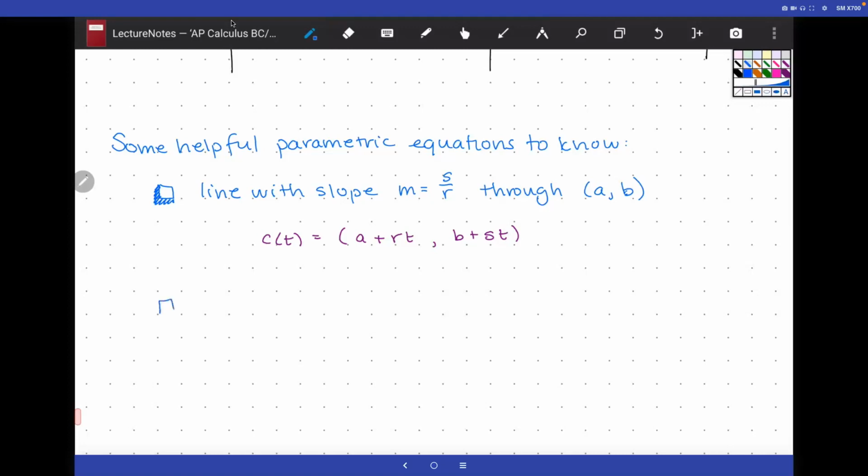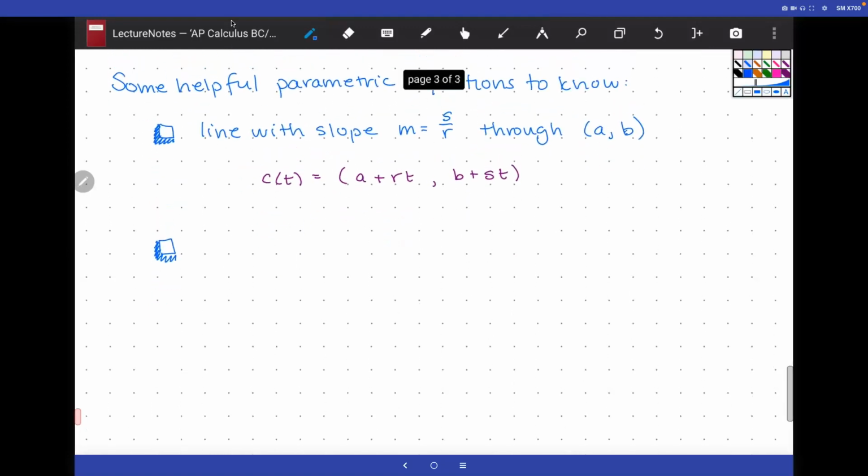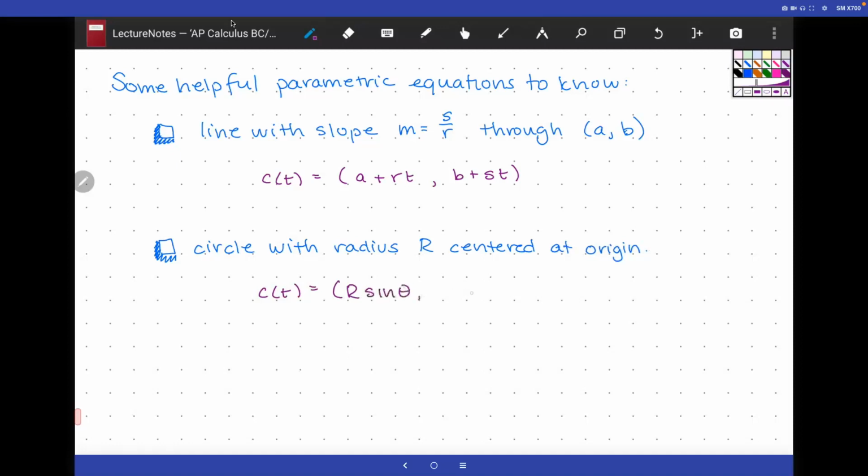Another one is a circle. That's a handy one. There's only 3 of them I'm going to give you, and these last 2 are very closely related. A circle with radius r, let's say centered at the origin. There's actually a couple of ones for this. C of t equals (r sine theta, r cosine theta).